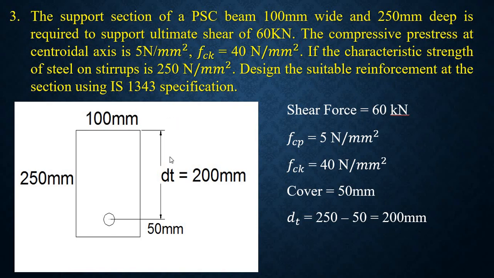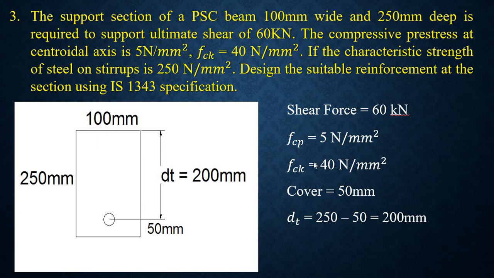Here the diagram is not given, so we should draw a rectangular section which is 250 mm deep and 100 mm wide. Next, we should write down all the data given. If they have given the diagram, then this 50 mm cover would have been given. If they had not given it, just assume the effective cover as 50 mm. It is measured from the center of the cable to the bottom. So if we know the cover, we can find dt, that is 250 minus 50, we will get 200 mm.